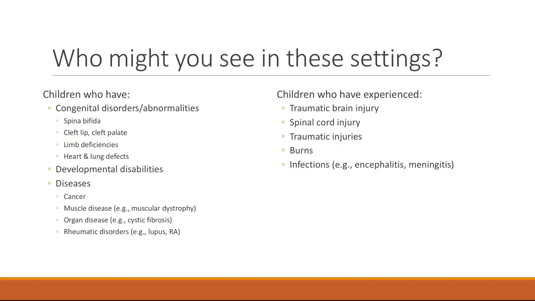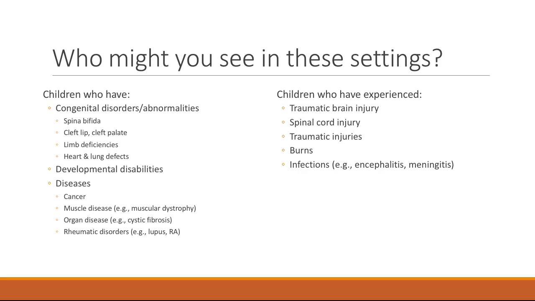So who might you see in these medical settings? What types of conditions might you see? Well, it really can be quite the range and variety of conditions. You may see children who have congenital disorders or abnormalities, things like spina bifida and other neuromotor disorders, cleft lip or cleft palate, limb deficiencies, heart and lung defects. You'll certainly see a wide variety of developmental disabilities and delays.